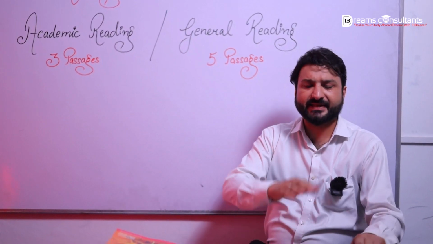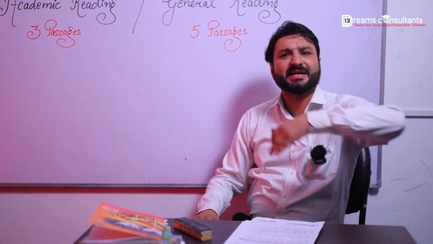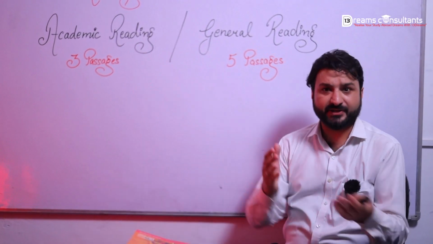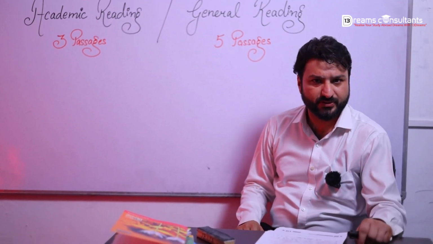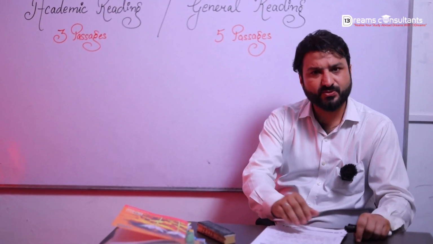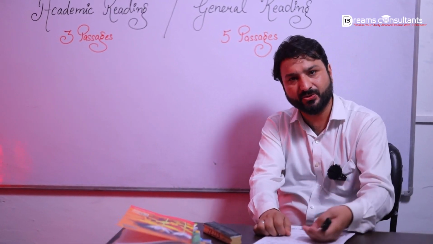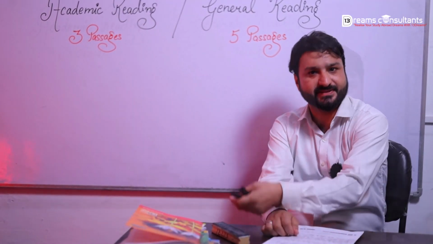Now, always understand that IELTS difficulty level progresses. So, for example, there are 3 passages and 40 questions. As I mentioned, you have 1 hour to answer all these questions. Now, passage 1 is comparatively easier than passage 2. And similarly, passage 2 is comparatively easier than passage 3.